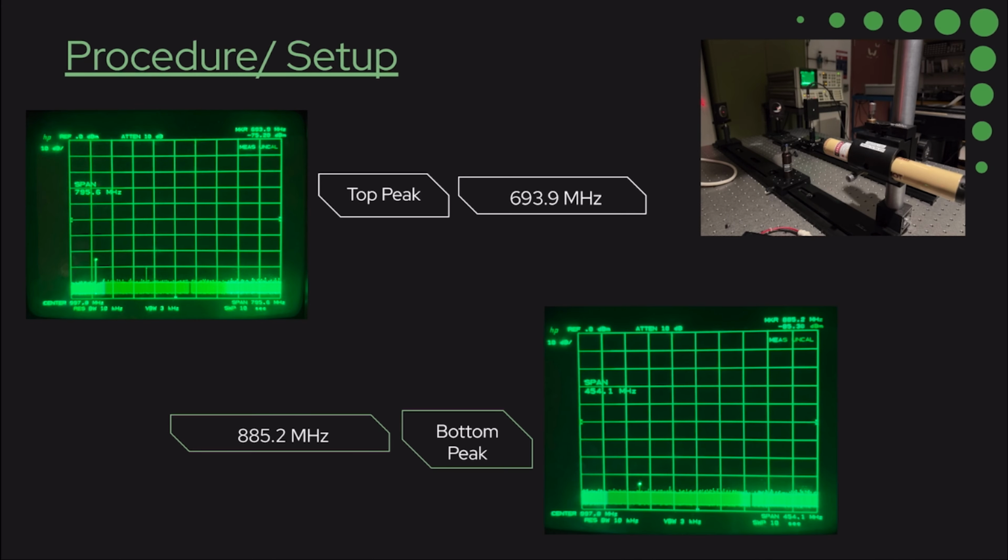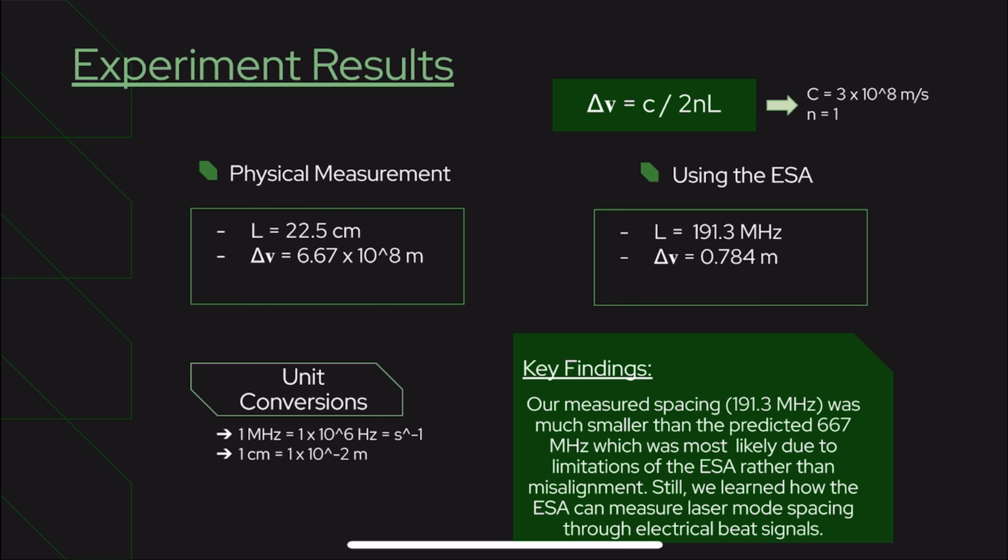Even though our beam was properly aligned with the detector, the ESA we used was older and unstable and couldn't capture both peaks in a single sweep, so we had to record the top and the bottom peaks in separate runs. Using the ESA, the difference between the peaks was equal to Δf, and we calculated our cavity length shown on the right. The physically measured laser cavity on the left gave a drastic difference that had to have come from our ESA, since we were unable to get two peaks to show in a single reading. Still, this experiment showed us how the ESA can measure laser mode spacing through electrical beat signals.